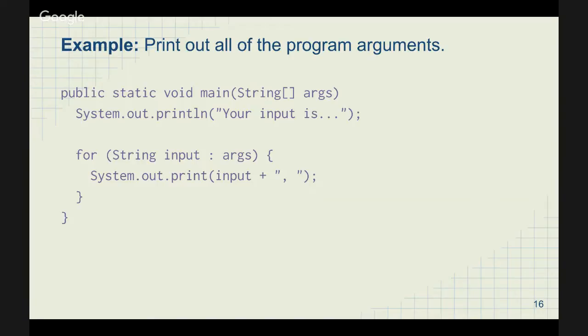So for each of the inputs in args, right? Now string input, that's a variable, and so I could have named that anything, right? I could have named that string happy times. In args, so we'll do it once for everything in args, system.out.print, input plus, comma space. Okay, so if we were to run this in Cloud9 and I were to write, I am happy, what would the output of this program be?